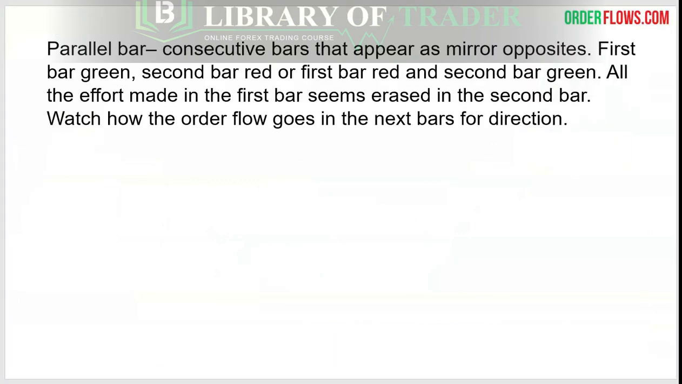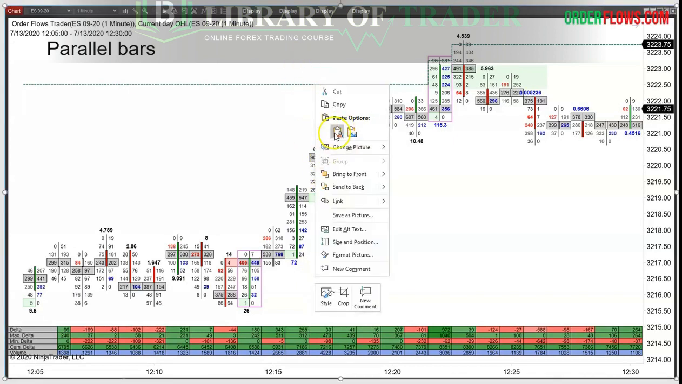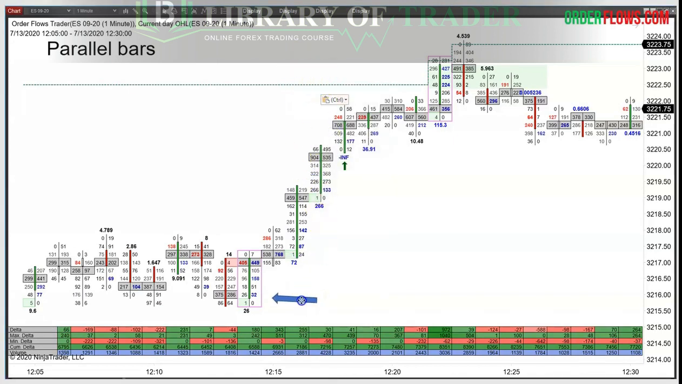Now, parallel bar, remember, consecutive bars that appear as mirror opposites. First bar green, second bar red, or first bar red, second bar green. All the effort made in the first bar seems erased by the second bar. Watch how the order flow goes in the next bar's direction. There are rare instances, I don't know if I have an example here, where it's exactly two green bars at the exact same level. Those are rare, but if you do see them, still trade them the same way.